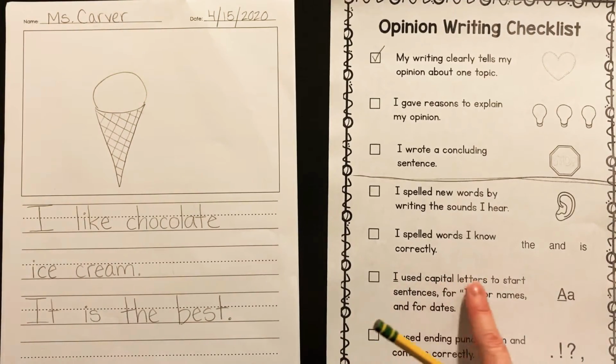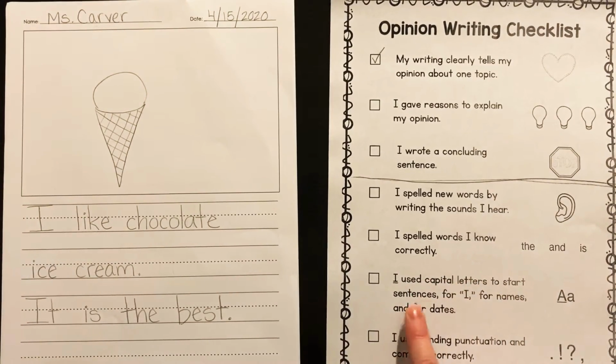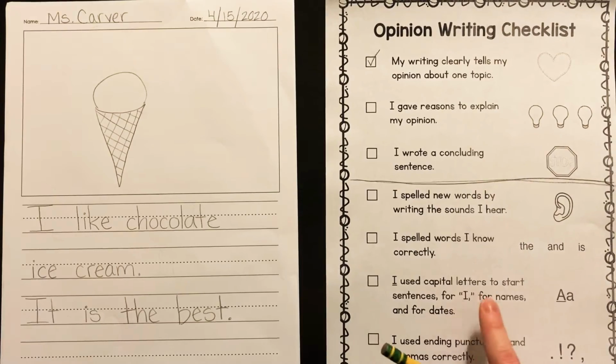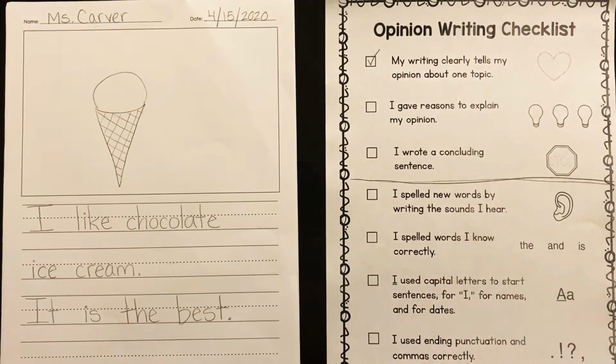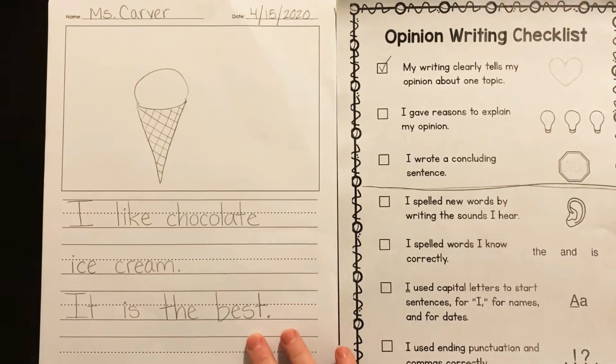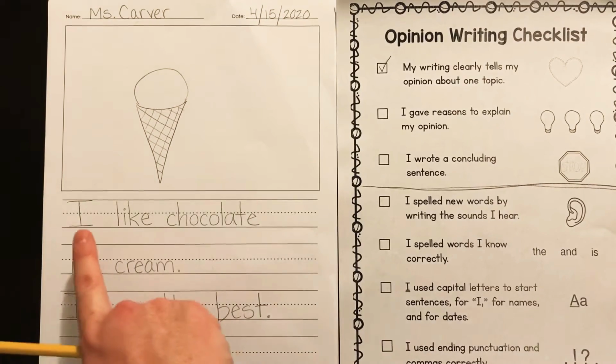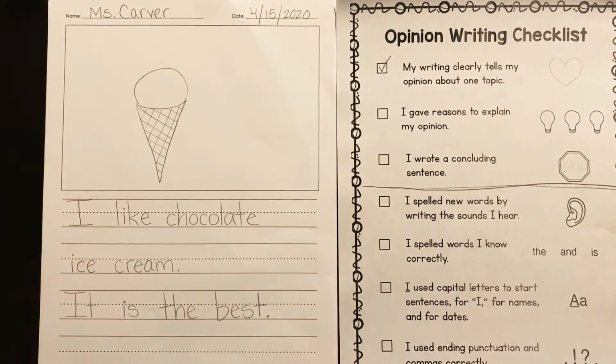I used capital letters to start sentences, for the word I, and for names and dates. Let's see. Did I have any names in here? No. Like a place or a person? No. Did I use I? Yeah. And I made it a big I. And then did I have any dates in here? No. I wasn't saying like Monday or something. Or July. So the only thing is, did I start my sentence with a capital? Okay, I have two sentences.